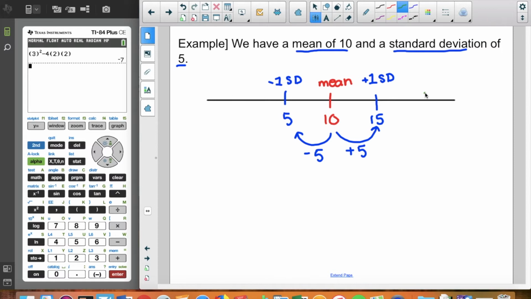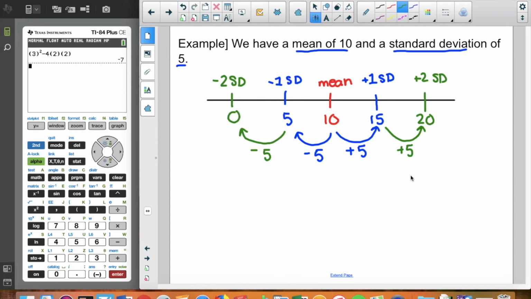If we want to go one more standard deviation away, which is plus 2 standard deviations, we would have to add 5 one more time. So to get from here to here, we would have to add 5. 15 plus 5 is 20. To go in the negative direction, if we were going negative 2 standard deviations away, we would just subtract another 5. So 5 minus 5 gives us 0.